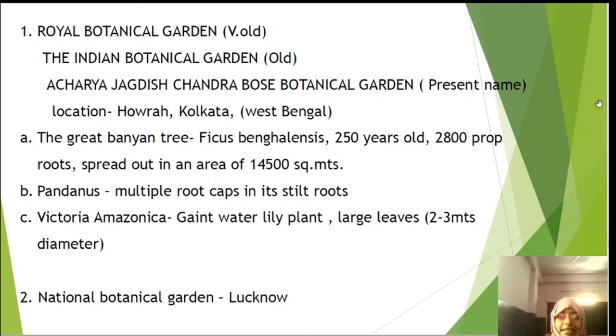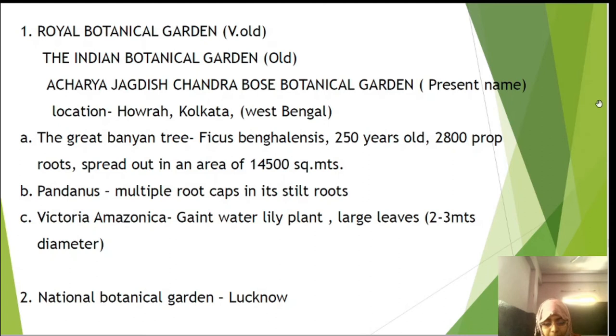This plant is spread out over an area of 14,500 square meters of that garden. You can see it is a very, very huge place. 14,500 square meters of that huge land is occupied by the banyan tree.